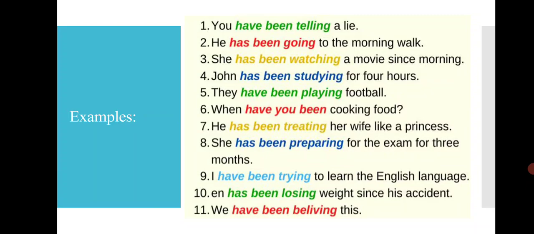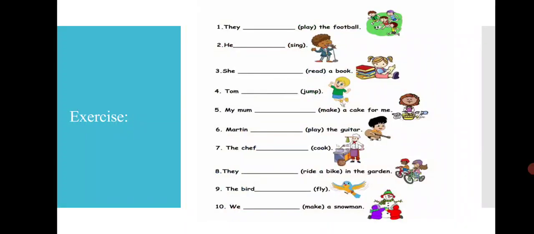She has been preparing for the exam for 3 months. I have been trying to learn English language. He has been losing weight since his accident. We have been believing this. So this have been plus this ing form denotes present perfect continuous tense.